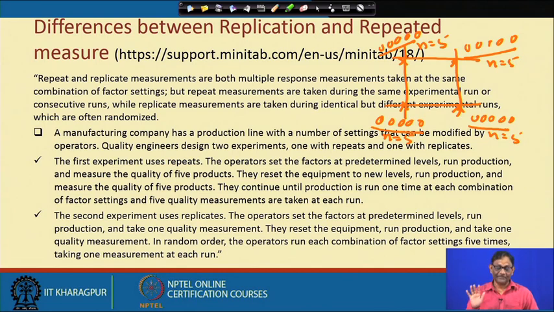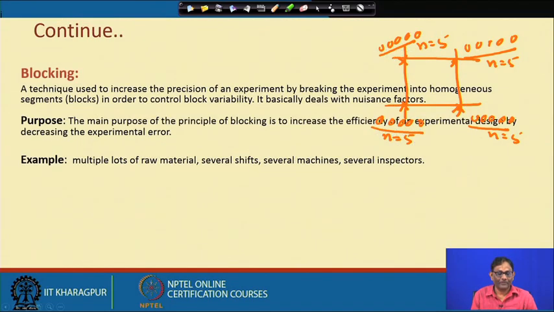That is repeat measurement. What is replication? The operator sets the factors at predetermined levels, runs production and takes one quality measurement. They reset the equipment, run production and take another quality measurement. In random order, the operators run each combination of the factor settings 5 times, taking one measurement each time. What I explained is this, and I have taken this from the Minitab support.